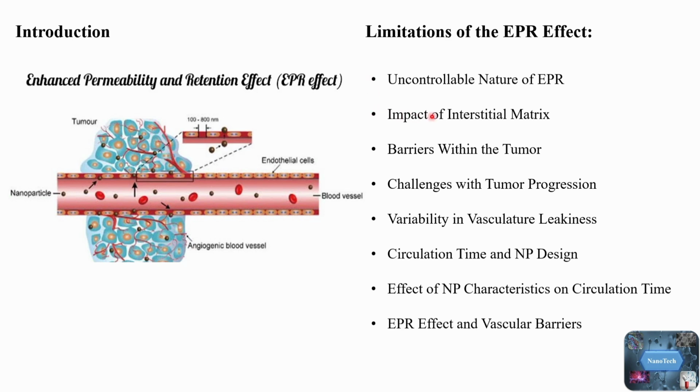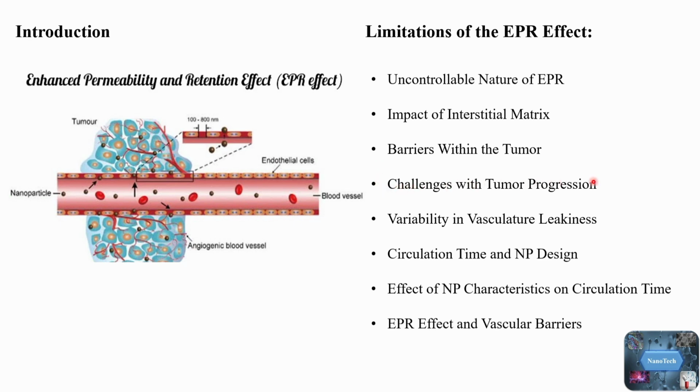2. Impact of interstitial matrix. The effectiveness of therapeutic agents depends on interstitial matrix properties. Accumulation of nanoparticles in normal tissues and leakiness of tumor vasculature affect drug circulation time. 3. Barriers within the tumor. Once nanoparticles traverse leaky vasculature, they encounter the interstitial matrix as the next barrier. Size considerations for optimal delivery are challenged by the dynamic nature of growing tumors.